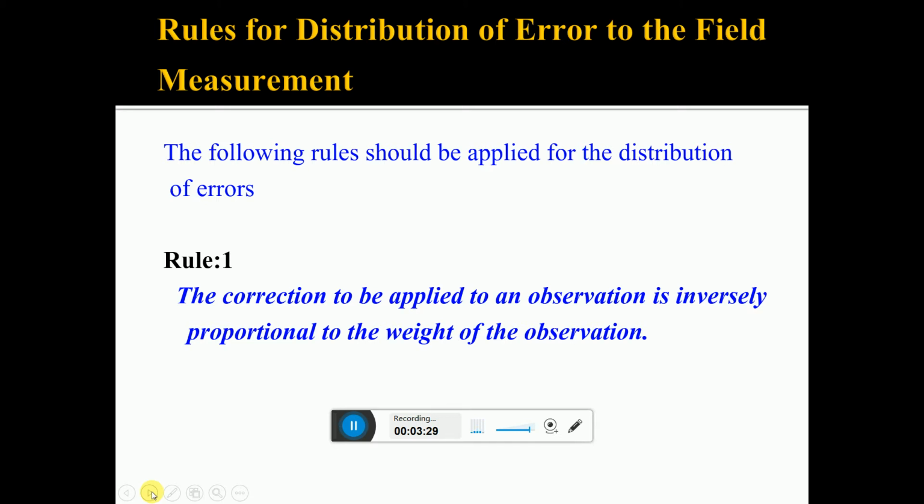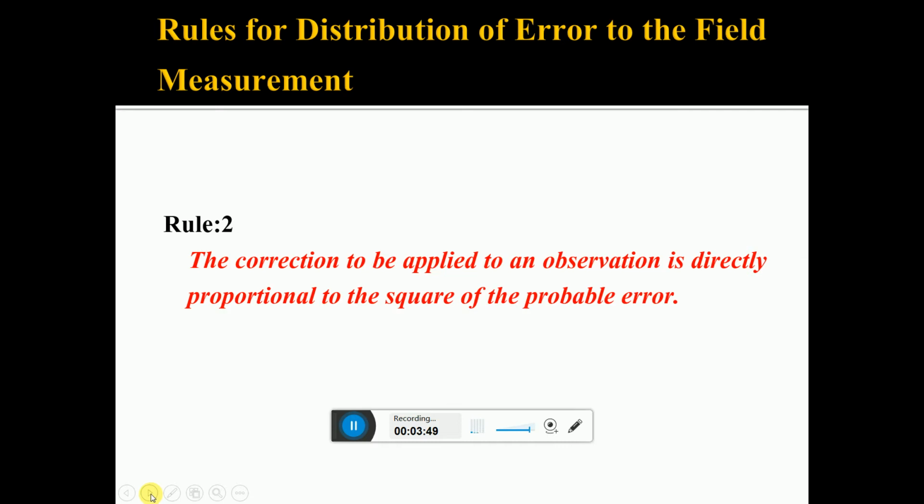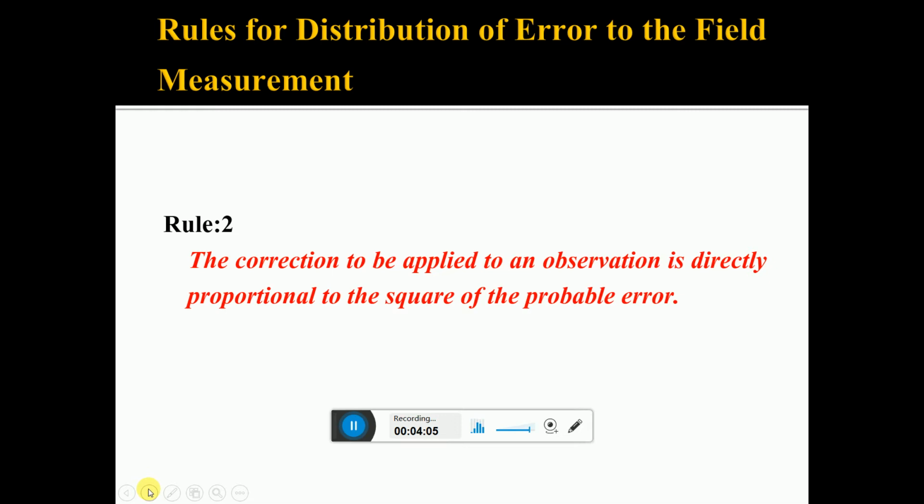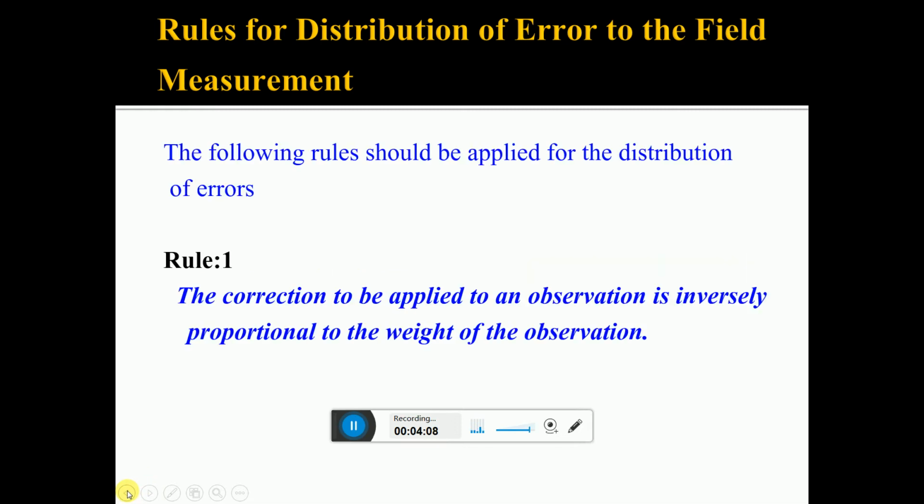When the observations are of equal weight, you can distribute the error equally amongst all the angles. But when the observations are weighted, the correction to be applied to an observation is inversely proportional to the weight of the observation. Rule number 2: the correction to be applied to an observation is directly proportional to the square of the probable error. So either the weights of the observations are given, or the probable error in the observation is given.